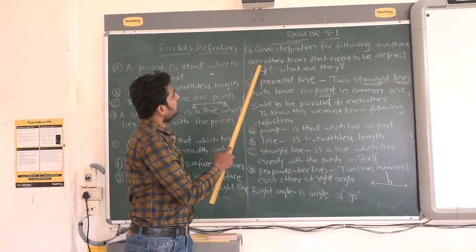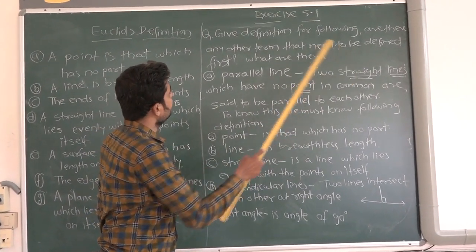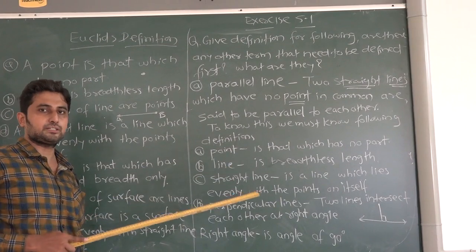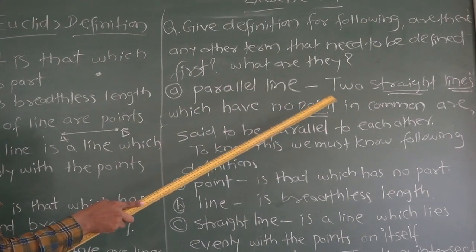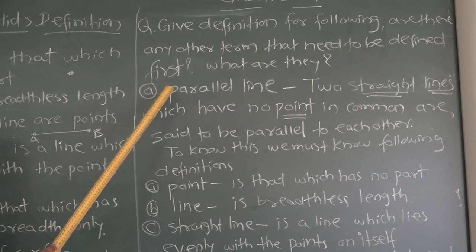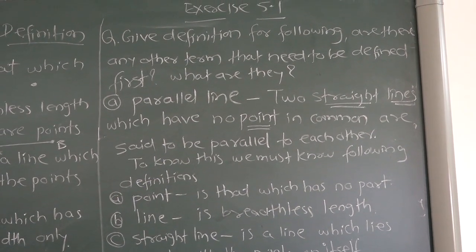Are there any other terms that need to be defined first? This definition contains one more definition itself. To understand this definition, these definitions are the fundamental ones, so we have to understand them first. We'll take one problem here. We'll define the parallel line. Dear students, what is meant by parallel line?